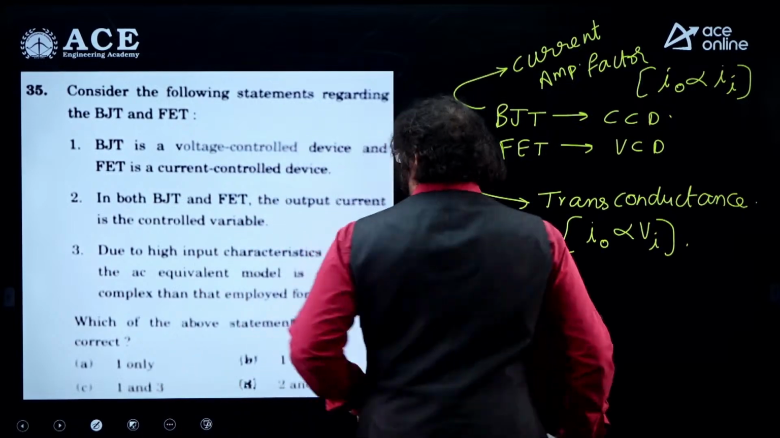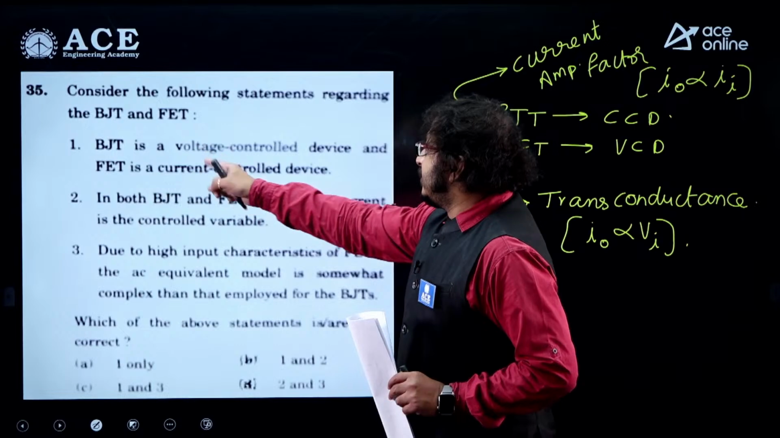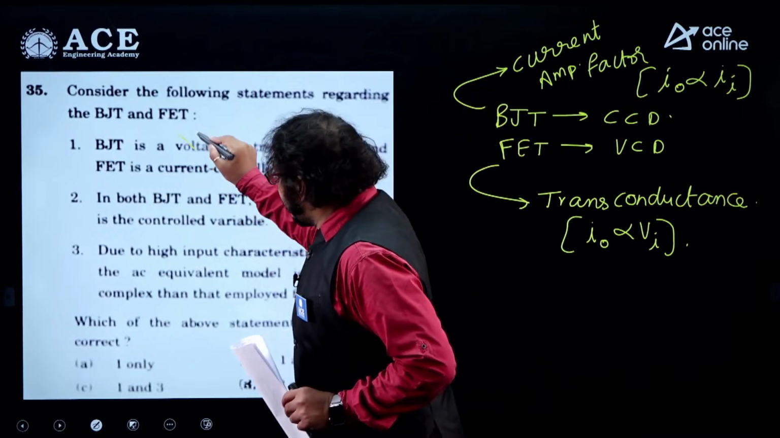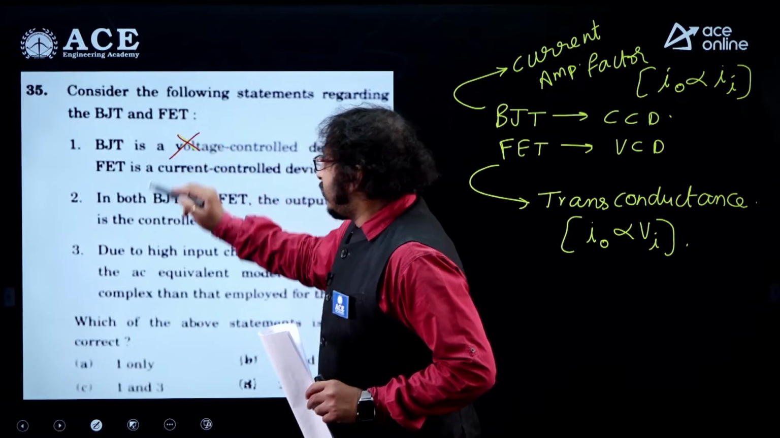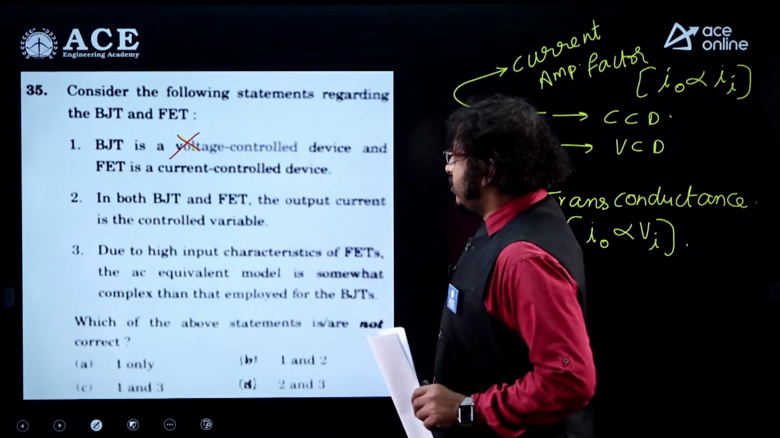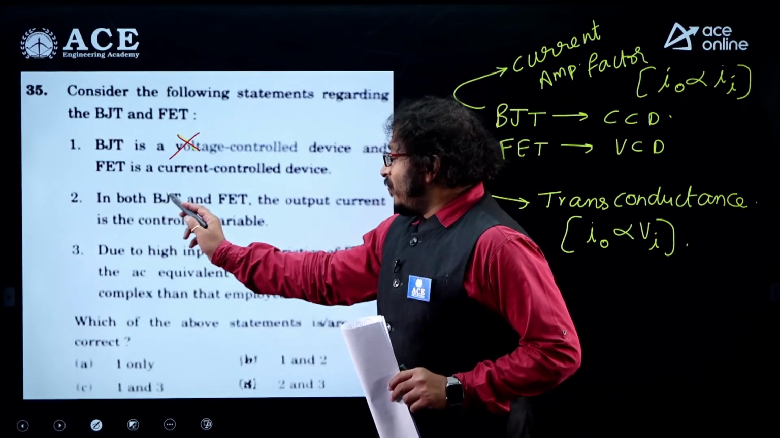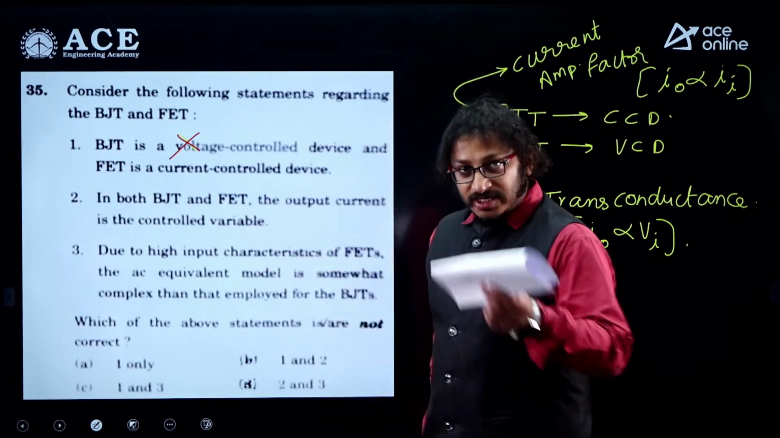Now check out the options they have given. BJT is a voltage control device. Here itself it is a wrong option, because BJT is a current control device. So absolutely it is wrong. Field effect transistor is a voltage control device, whereas BJT is a current control device. So here in both BJT and FET, the output current is the controlled variable. Yes, that's right.